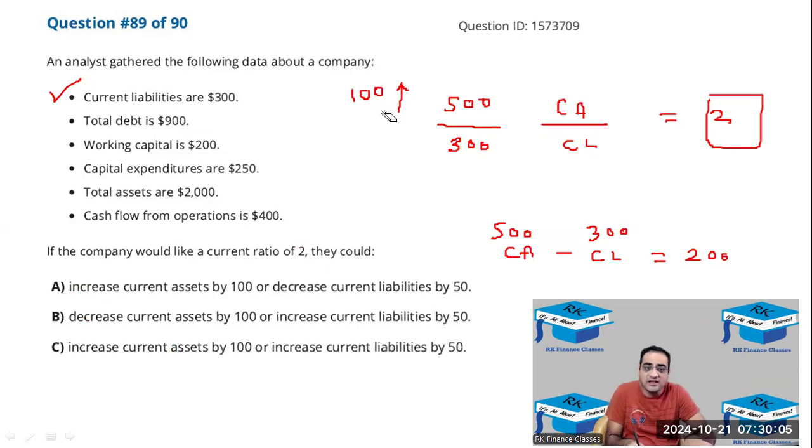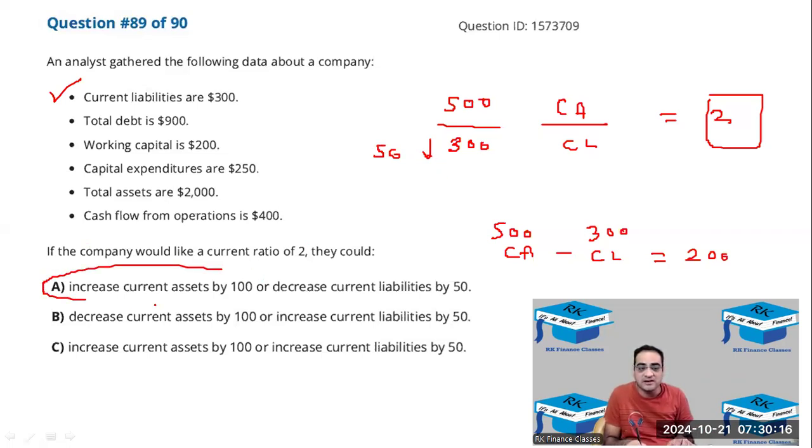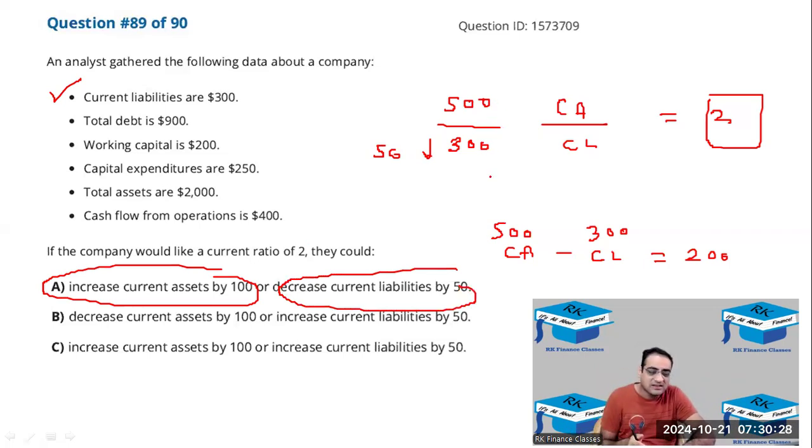और सेकंड अगर ये नहीं कर सकते तो ये जो करंट लायबिलिटी है उसको 50 से कम कर दो. मेक इट 250. 500 upon 250 would be equal to 2. So either increase the current assets by 100, so that becomes 600 upon 300, that is 2. Or reduce the current liability by 50, so that becomes 500 upon 250. That is also 2.